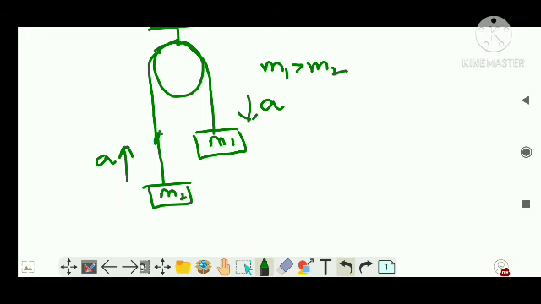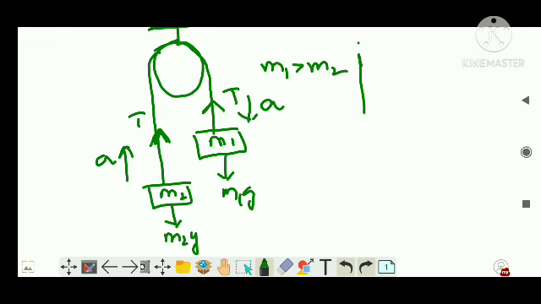Now there will be tension away from m2. Let's say the same string is here, so here the tension will be away from the body like this. Now there is a weight m2g here. Similarly, there is a weight m1g here. Now we'll write the equations for each mass. There is no horizontal motion or horizontal force, there is only vertical.